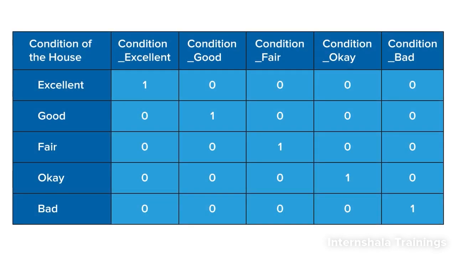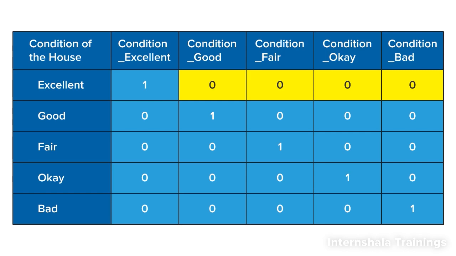For any given row of the dataset, depending on the value of the original variable in that row, the dummy variable corresponding to that value would take the value of 1 and other dummy variables would take a value of 0, as demonstrated in this simple table as shown on the screen.